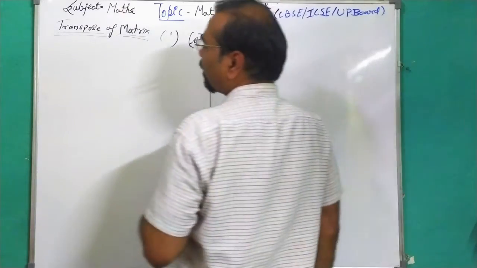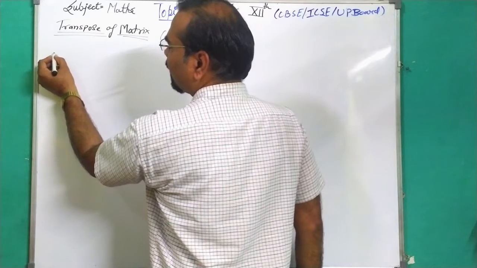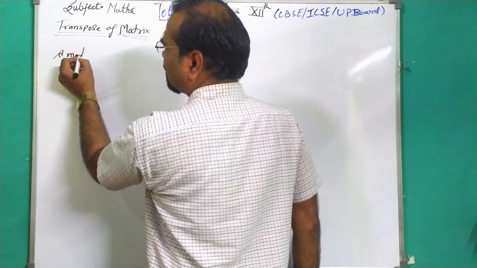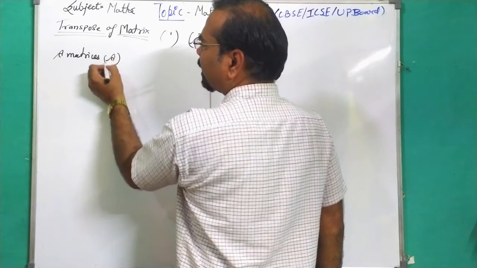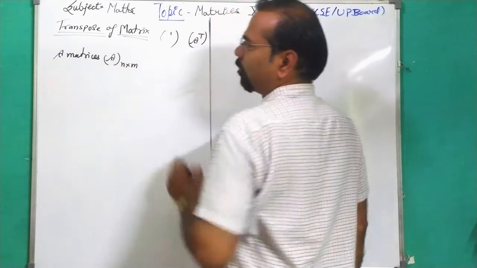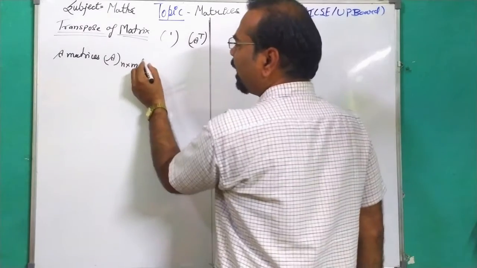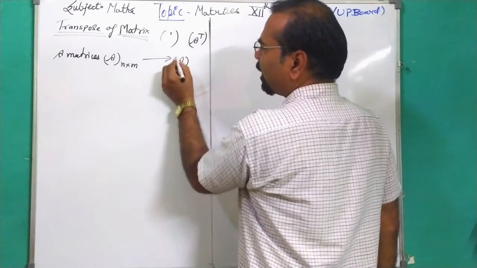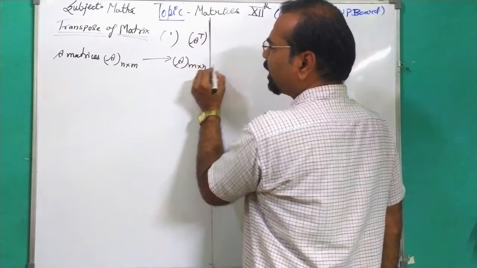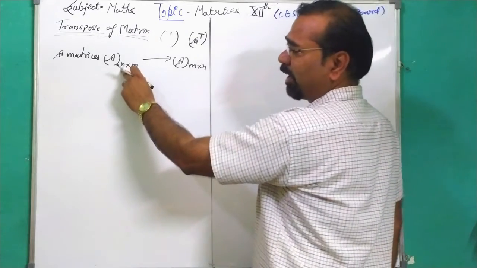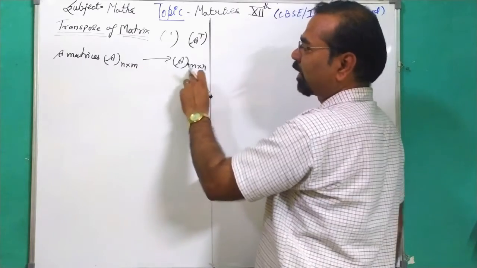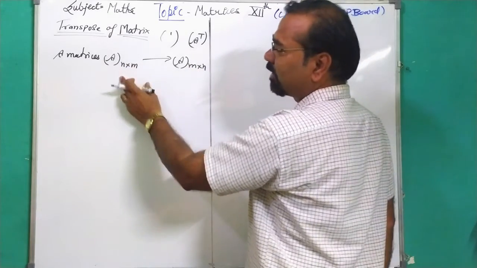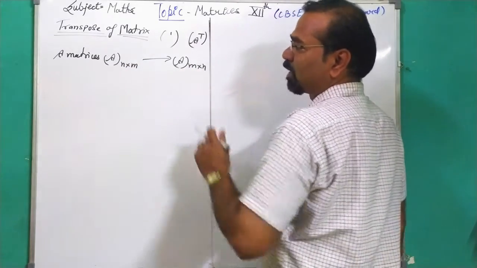Suppose we are given a matrix A of the form m cross n, where m is the number of rows and n is the number of columns. Rows changed into columns is called the transpose of a matrix.